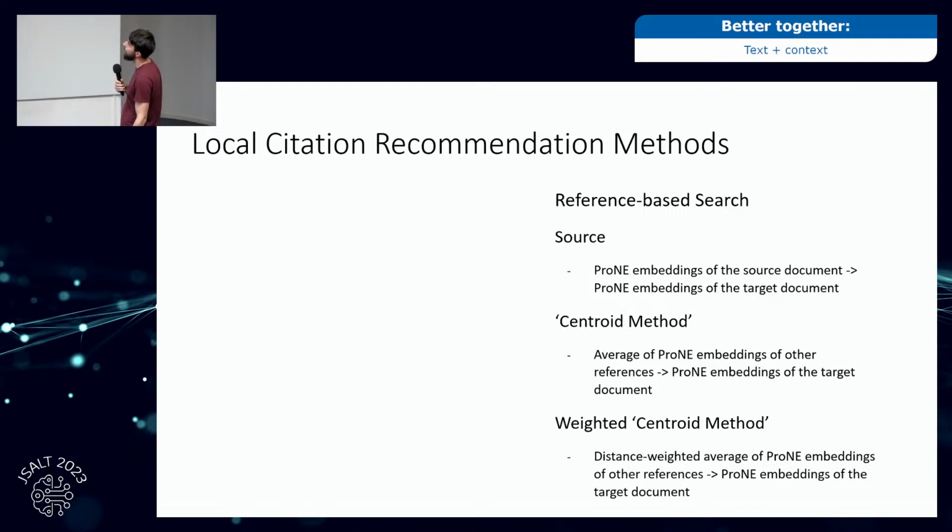And this is kind of saying, I can tell what you're going to cite by looking at all the other things you've cited. And then we use something called the weighted centroid method, where we weight the prone embeddings of other references by how far away they are in the text of the document.